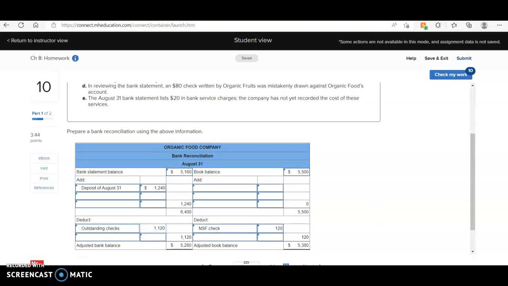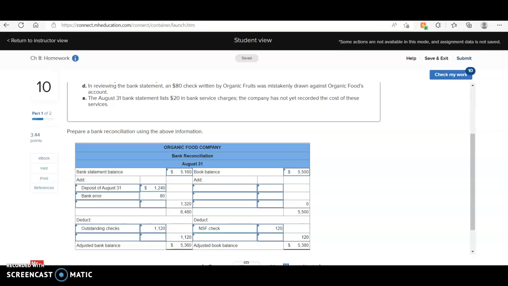In D, it says, in reviewing the bank statement, an $80 check written by Organic Fruits was mistakenly drawn on Organic Foods' account. So in this case, this is looking at two different companies that are similar in names, and what happened is the bank made a mistake and they took it out of the wrong account. So this is a bank error because we are Organic Foods and they took it out of our account, but it should have been Organic Fruits. So in this case, they need to add back in money for an error, and it's going to be called a bank error, and that is for $80, and they're going to owe us back that money.